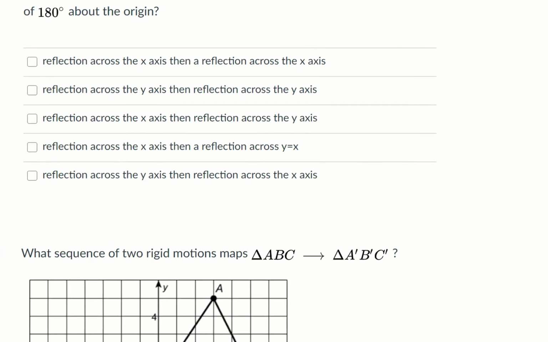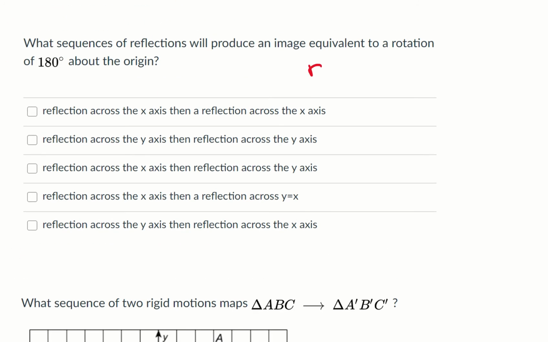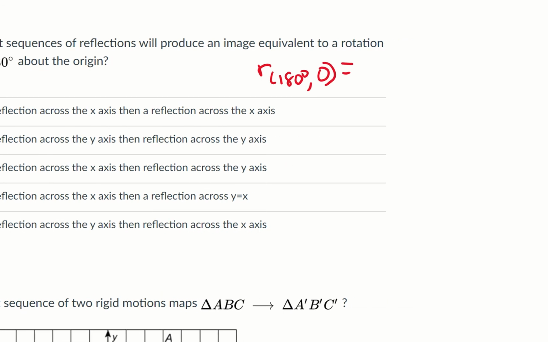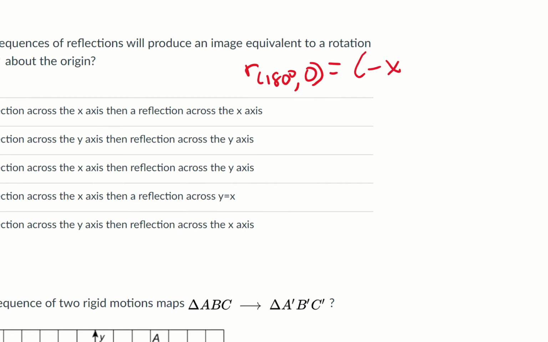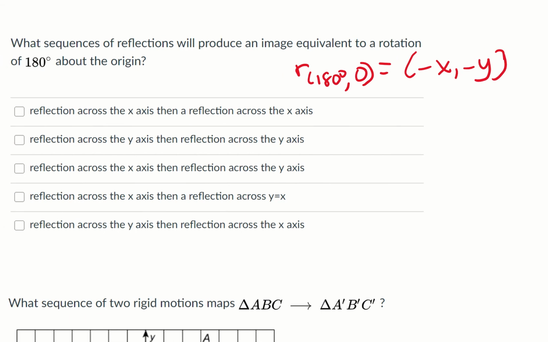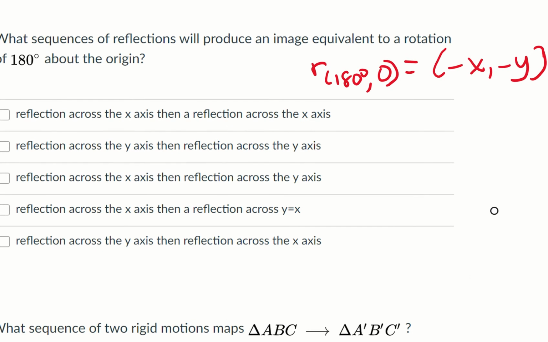rotation of 180. So remember that a rotation of 180 about the origin, the rule for that was that the x and the y change signs. Okay, so we got negative x, negative y. So if we think of them in terms of the coordinates, and if we do both transformations and we get this, then we know that it's equivalent. Okay, so reflection about the x-axis.